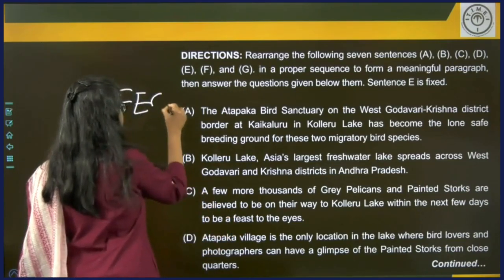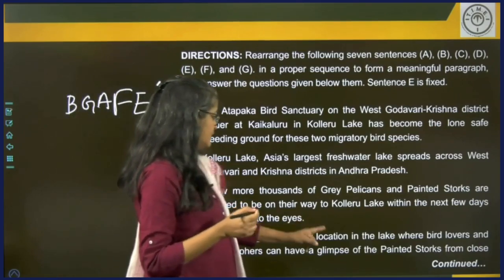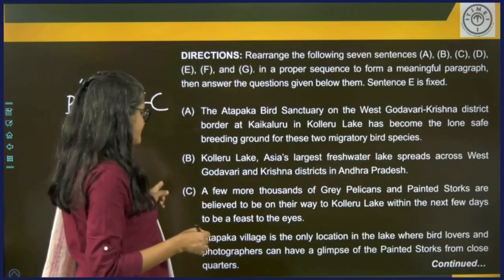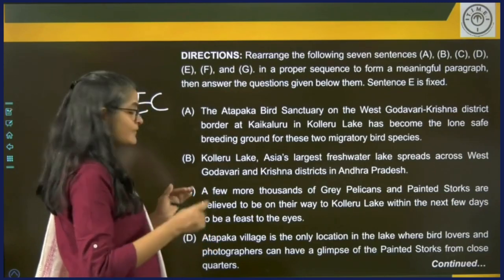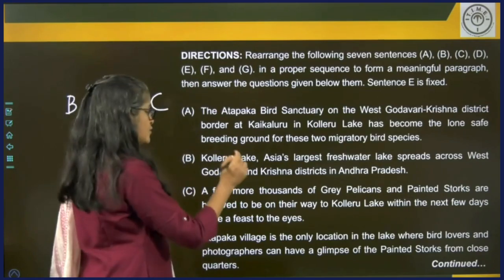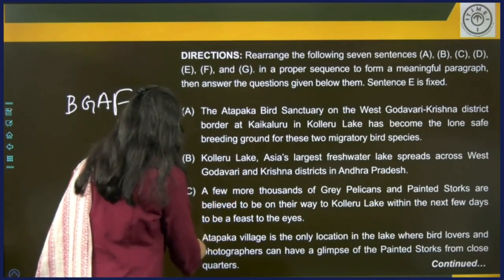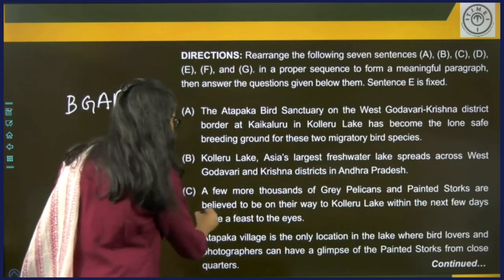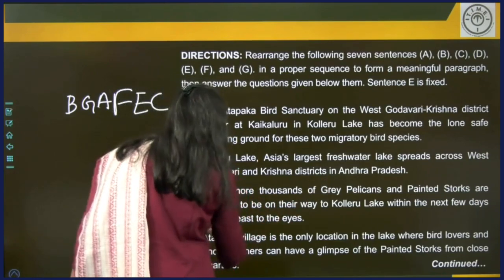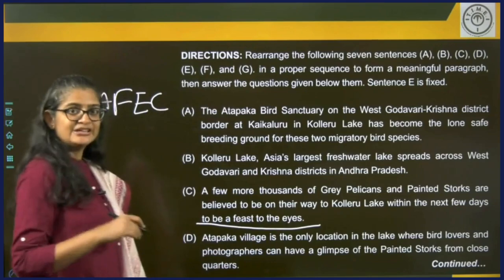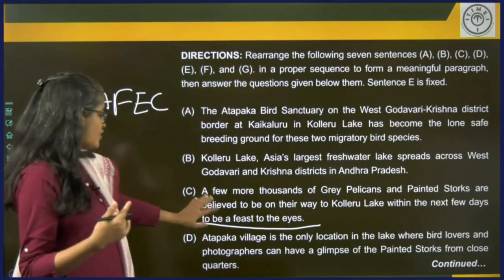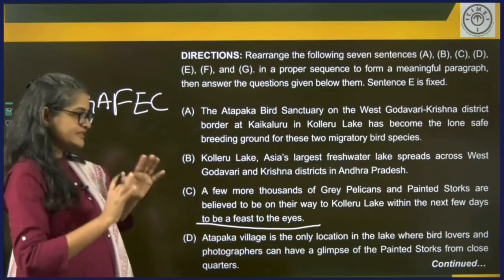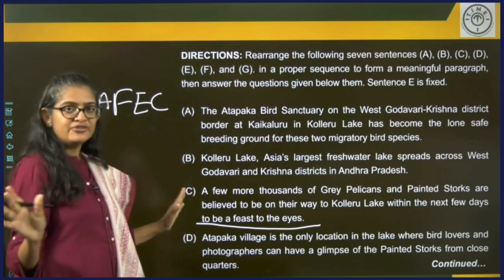Because D says it is the only location in the lake where bird lovers and photographers can have a glimpse of the painted storks from close quarters. Why does it conclude the passage? Because it also flows from this, to be a feast to the eyes, right? It will be a feast to the eyes because it is the only location where all these people can have a glimpse of this. That's also ending on a general note.